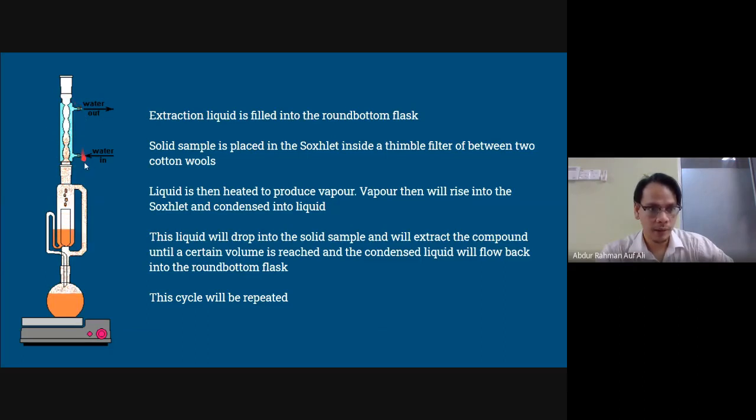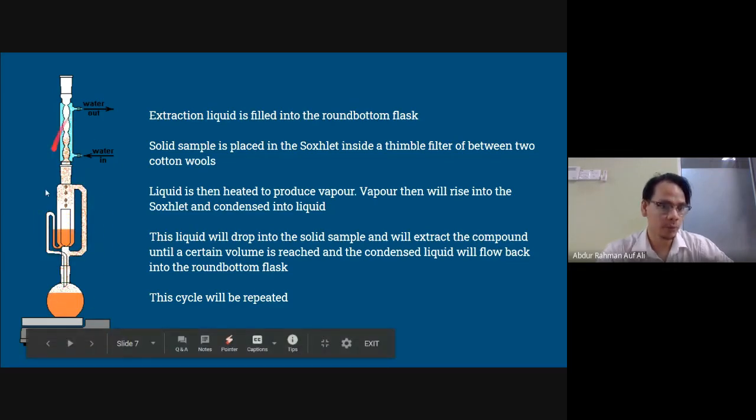So bila wap yang panas melalui sini, dia akan terkondensasi. Bila vapor is condensed, dia akan jadi air balik semua. So dia akan jadi droplets of liquid, dia akan drop dekat tengah ni. So our lavender tadi tu akan terendam. Bila dah banyak liquid terkumpul, dia akan terendam, and the compounds from the lavender akan di-extract keluar, and bila dah sampai satu tahap, dia akan fill up, dia akan jatuh balik ke bawah. And then the cycle will repeat.